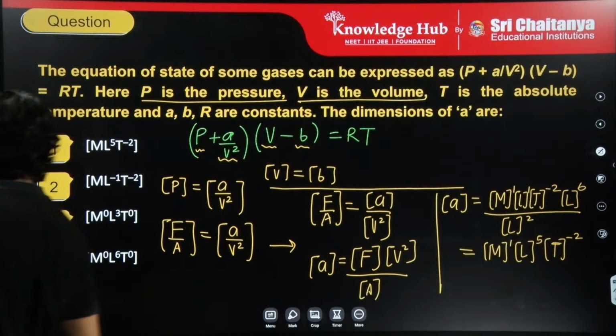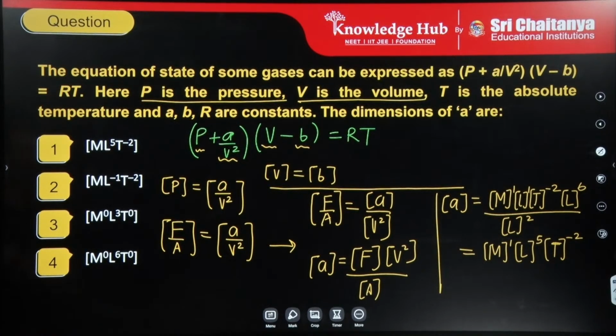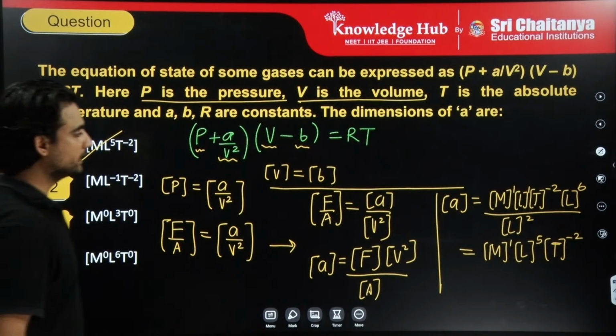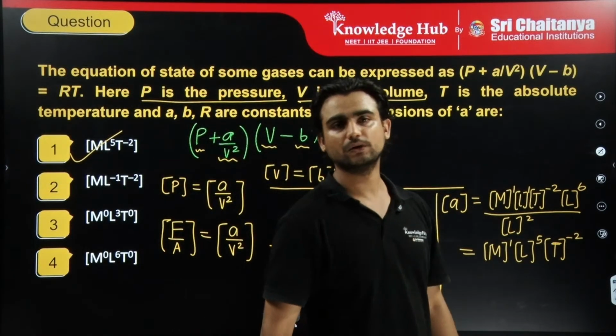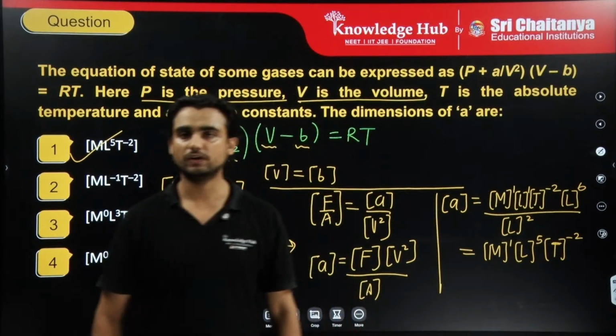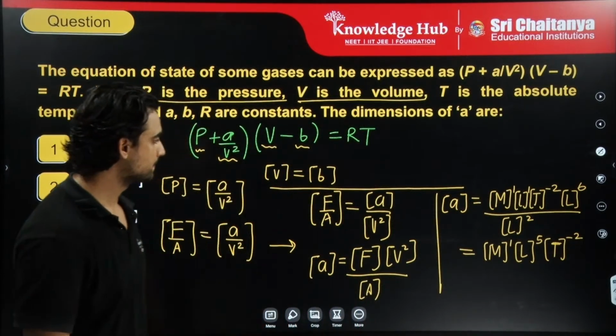So I hope this is clear to you. Please look at the calculation. So which option should be correct? If you look, option 1 is matching with my answer. Option 1 is matching with my answer. I hope this is clear to you, that is how you can use the principle of homogeneity to find the dimensions of unknown physical quantities.